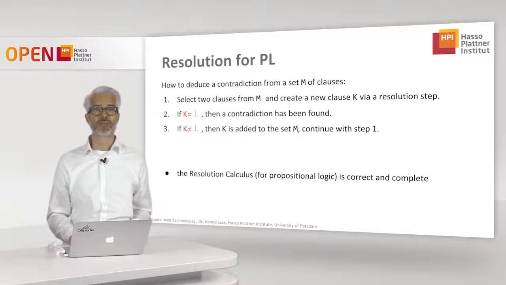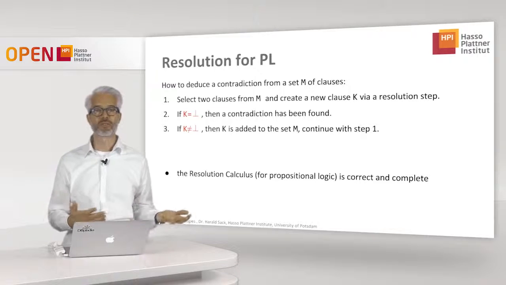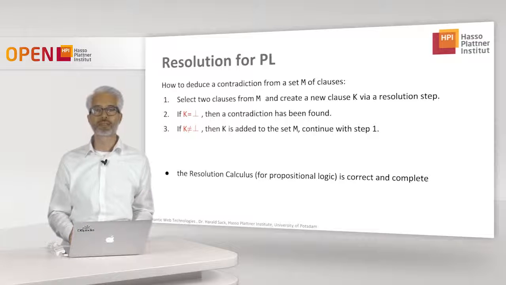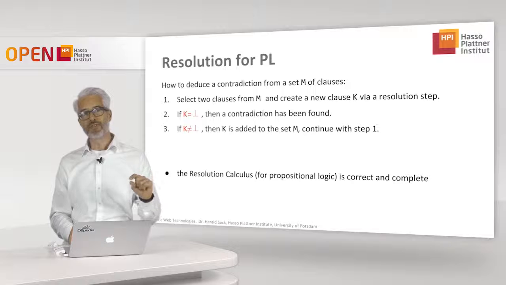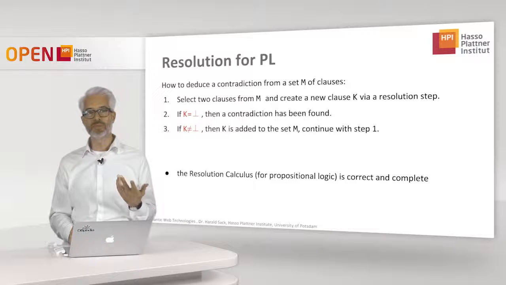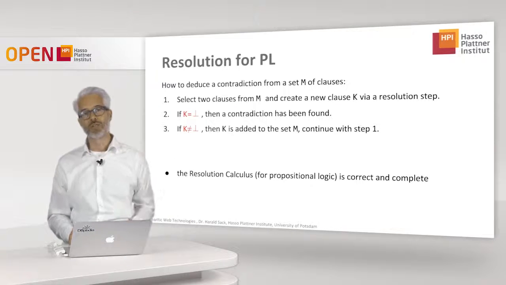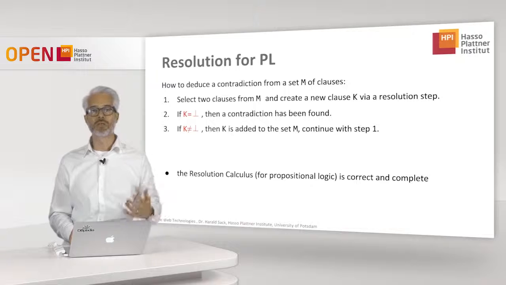Resolution for propositional logic: how to deduce a contradiction from a set of clauses. Simply, we select two clauses from our knowledge base M, or from our theory M, and create a new clause K via a resolution step. If this clause K is empty, then a contradiction has been found. If it's not empty, then K is added to our original knowledge base, and we continue with step 1.